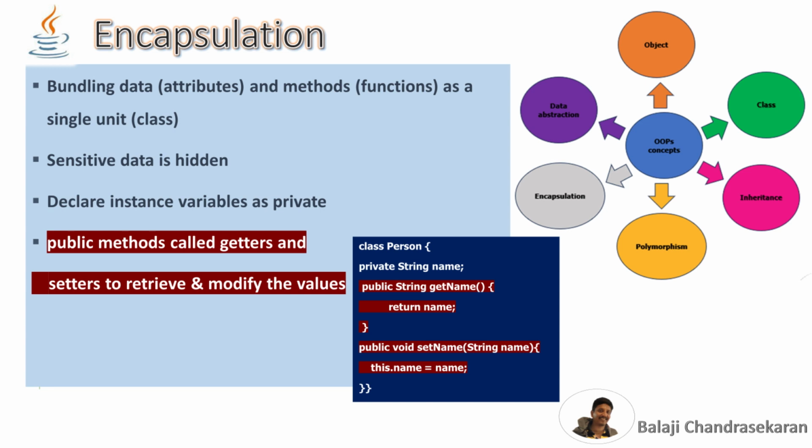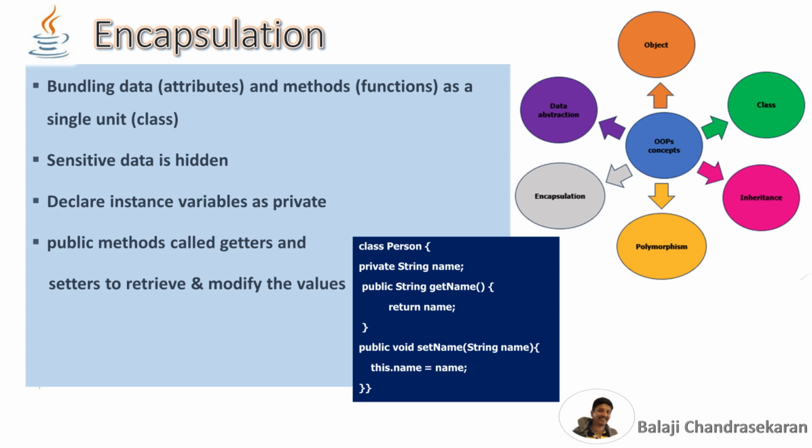Encapsulation is defined as the wrapping up of data under a single unit. It is the mechanism that binds together code and the data it manipulates. Another way to think about encapsulation is that it is a protective shield that prevents the data from being accessed by the code outside the shield.